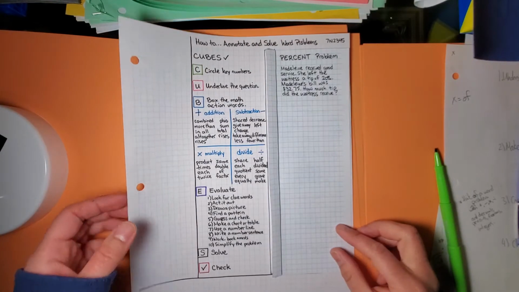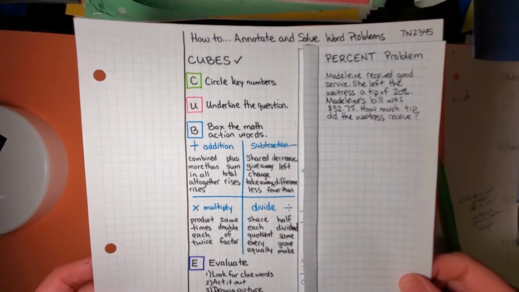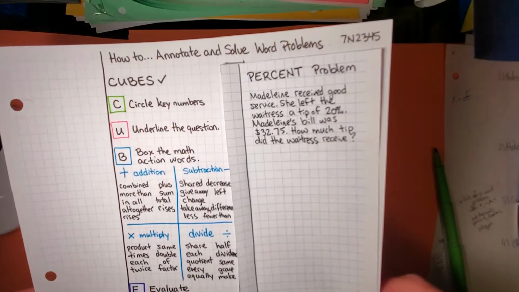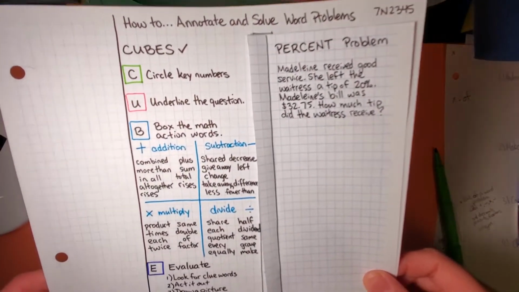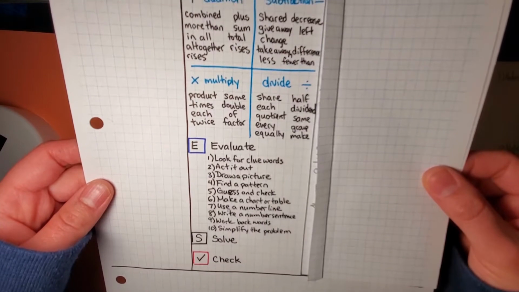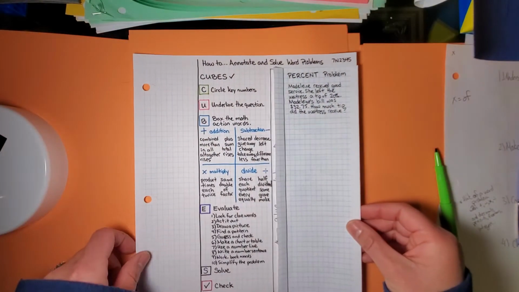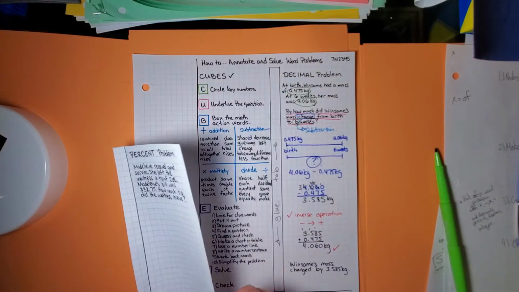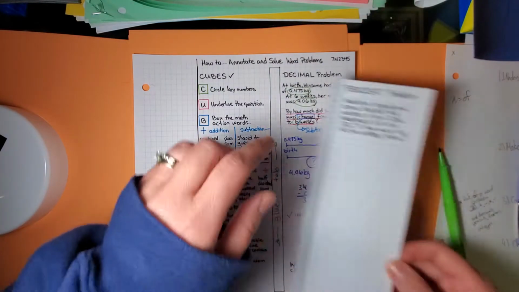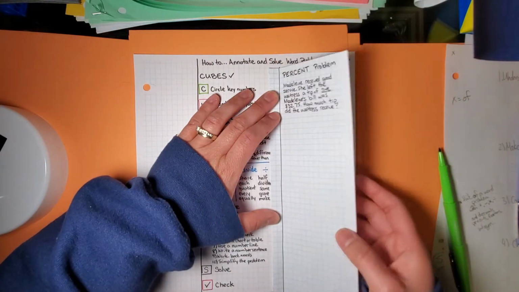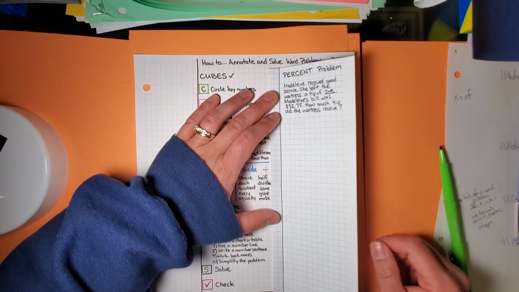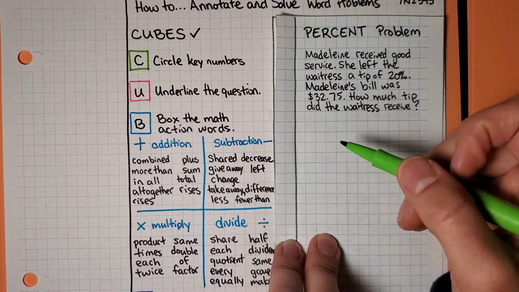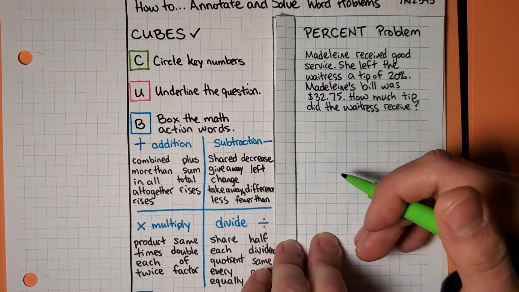All right, grade 7s, we will continue on with annotating word problems, and in this video, percent problems. We're using CUBES. At the end of the video, I'm going to show you how to make this cool flip book thing. Cool, right, guys? So I'll show you that at the end. So let's get to annotating this percent problem.